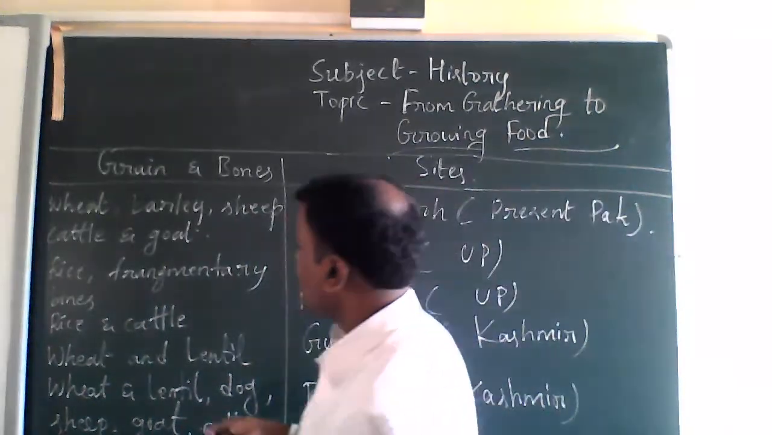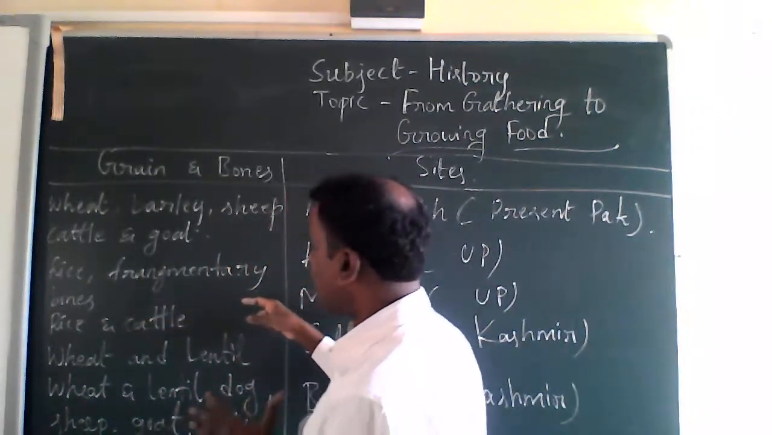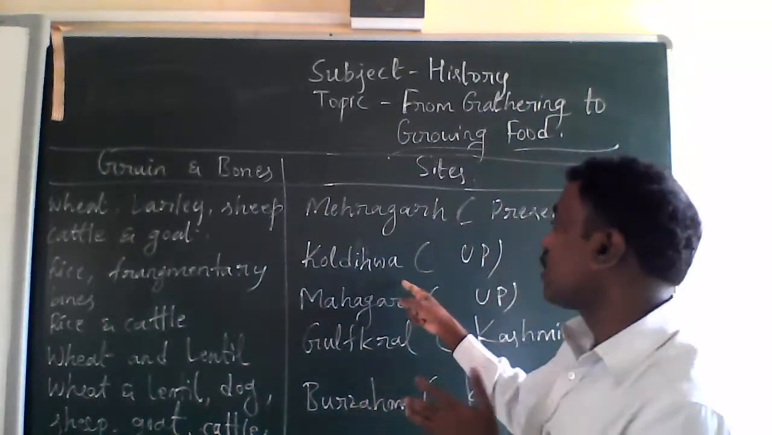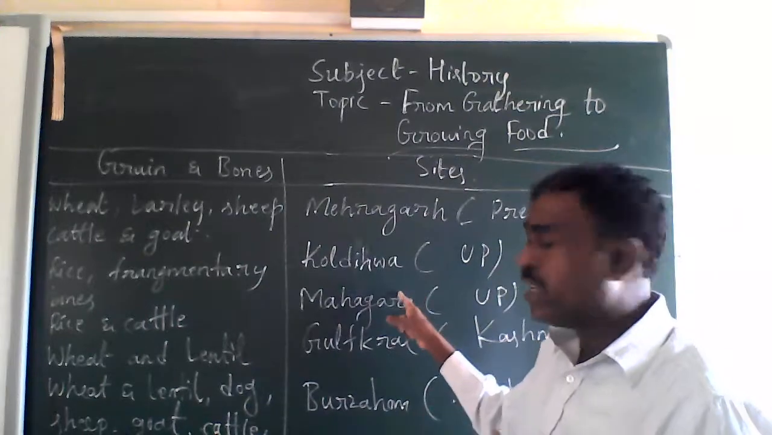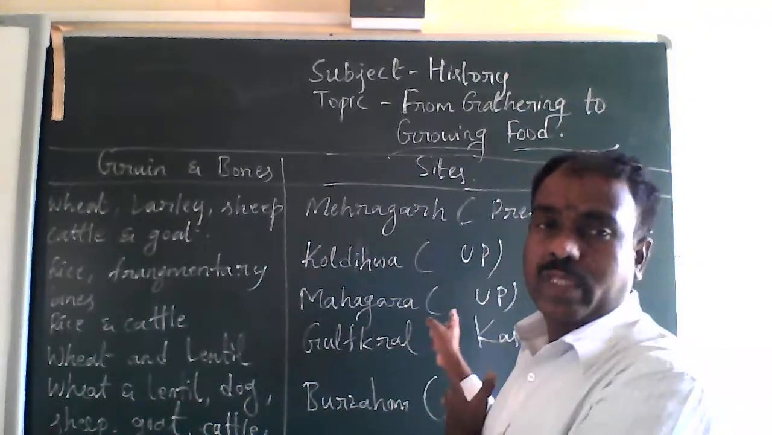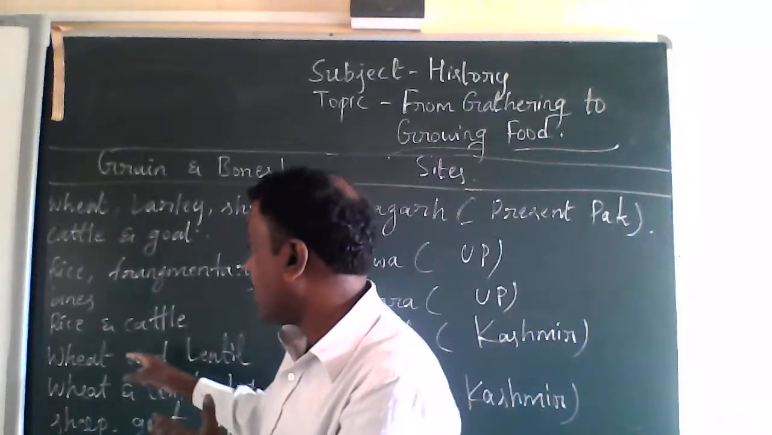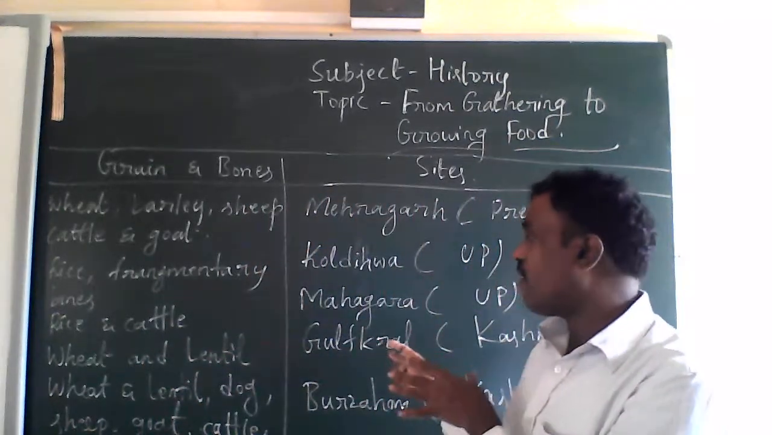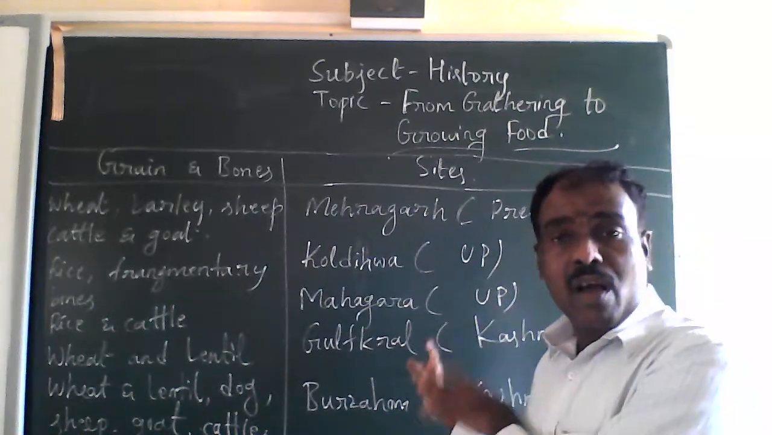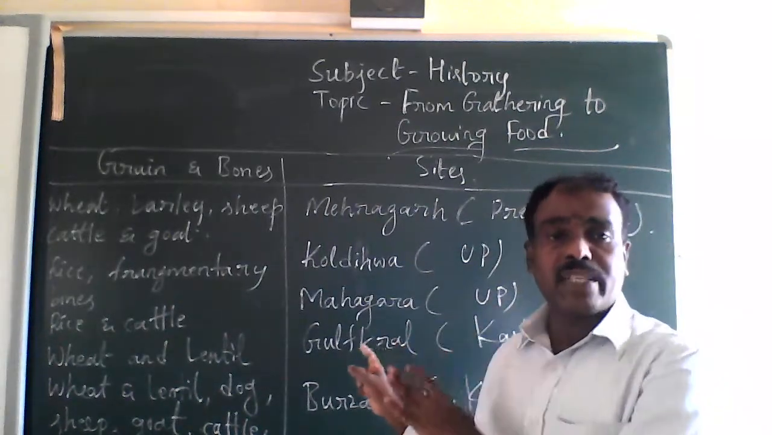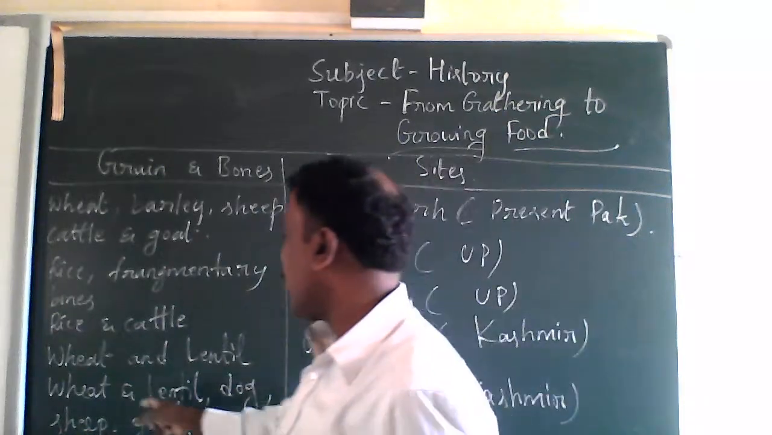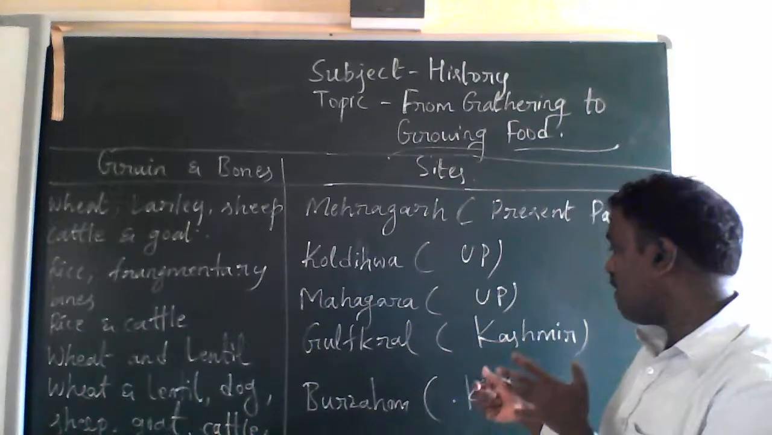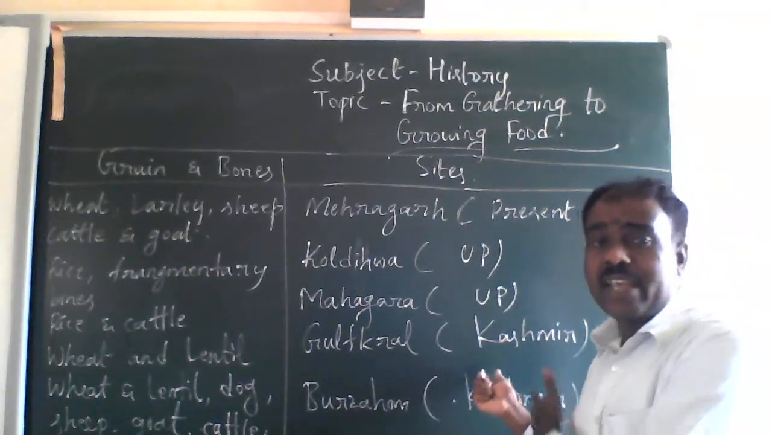And the same, dear students: rice and fragmentary bones were identified by the archaeologists in Koldihwa, in present-day Uttar Pradesh. Next, rice and cattle were found in Mahagara, also in present-day Uttar Pradesh. And wheat and lentil were found in Gufkral, in present-day Kashmir.